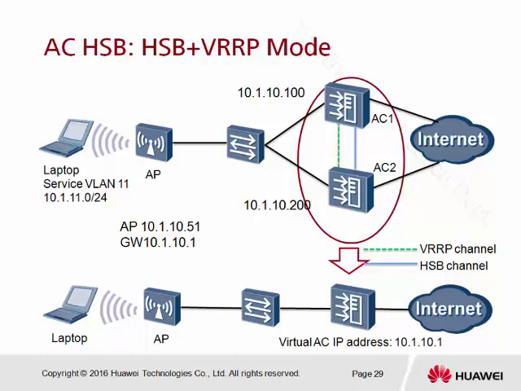For the VRRP channel and also the HSB channel, they use different channels to share the information. Physically, as you look at the slide here, you can see there are two ACs. But to all the devices and nodes here, they can only see one AC. Because after combining HSB and VRRP, logically to all the devices, this AC is just one AC with one IP address here, which is 10.1.10.1.